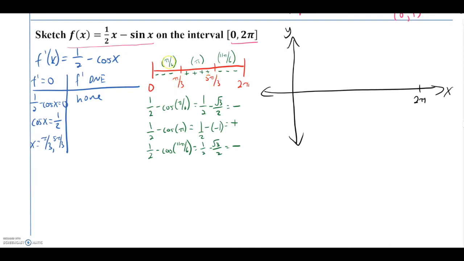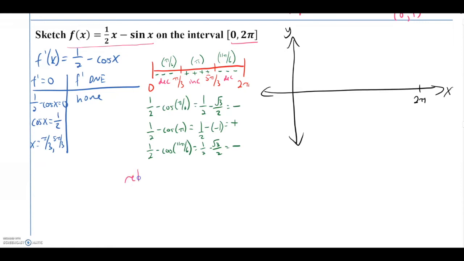And the big thing is your test values. Especially when dealing with trig, make sure you're good at locating test values on certain intervals. I picked pi over 6, pi, and 11 pi over 6. And again, not worried about final values, just worried about the final sign of my answer. And we go negative to positive to negative. So I know I have something that's decreasing, increasing, then decreasing.